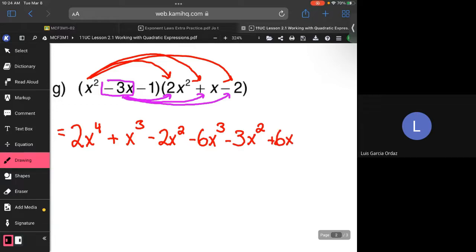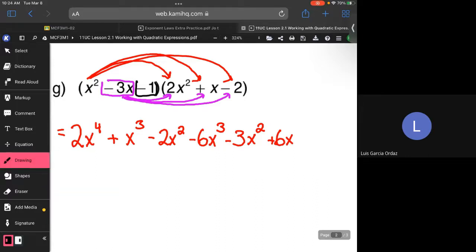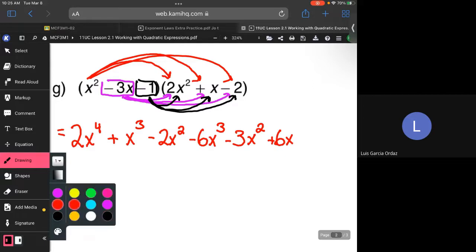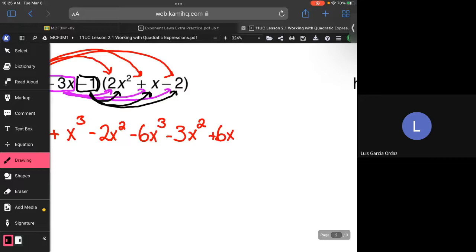And now we have to do our last one, which is take the -1 and multiply it by the terms in the second bracket as well. What's -1 times 2x squared? What's -1 times x? -x. And -1 times -2? +2.